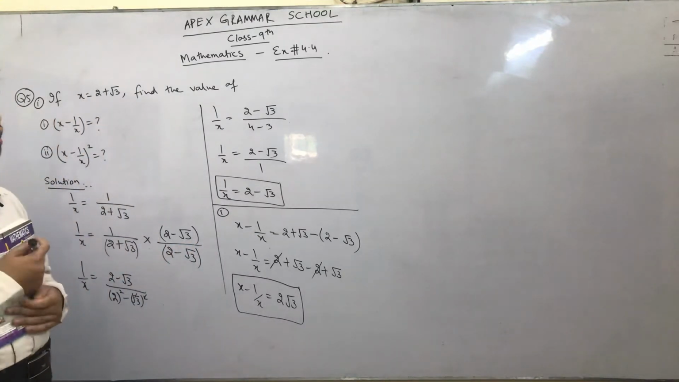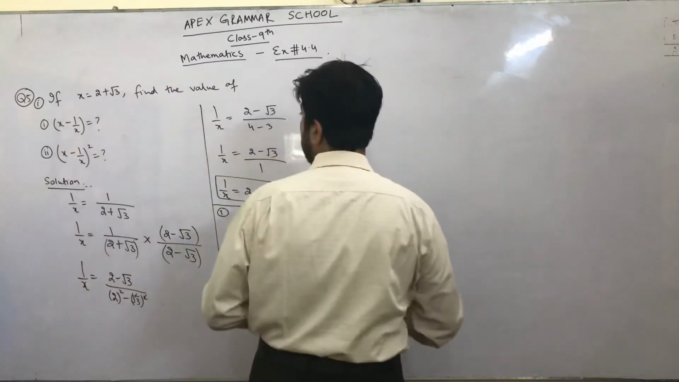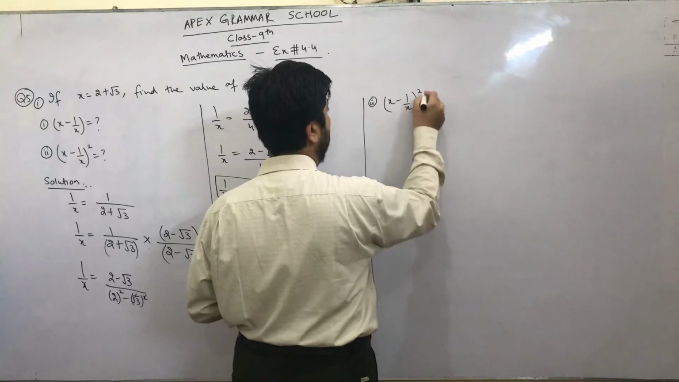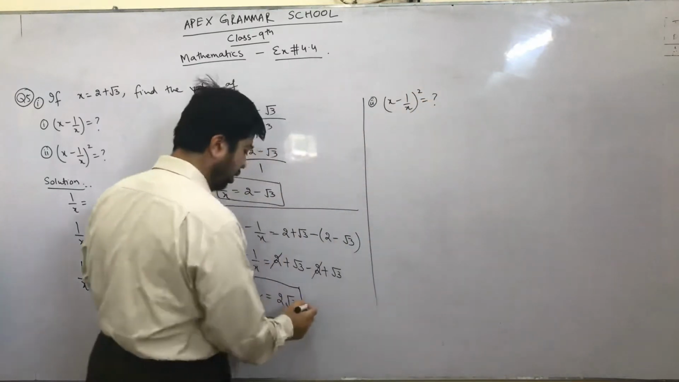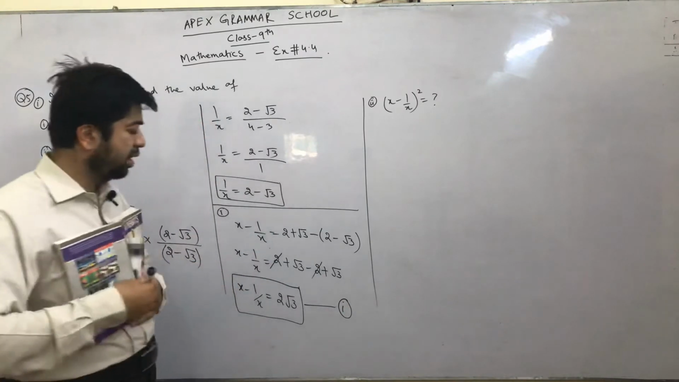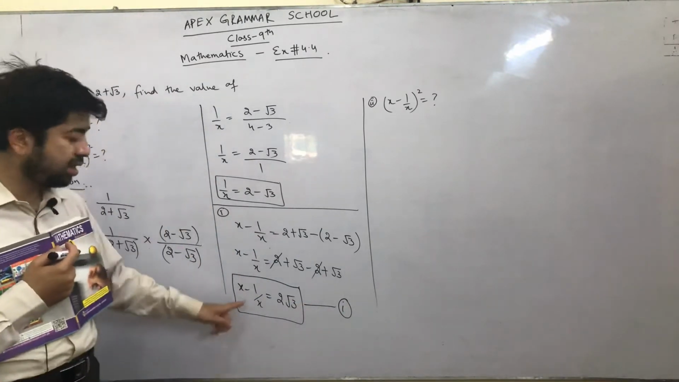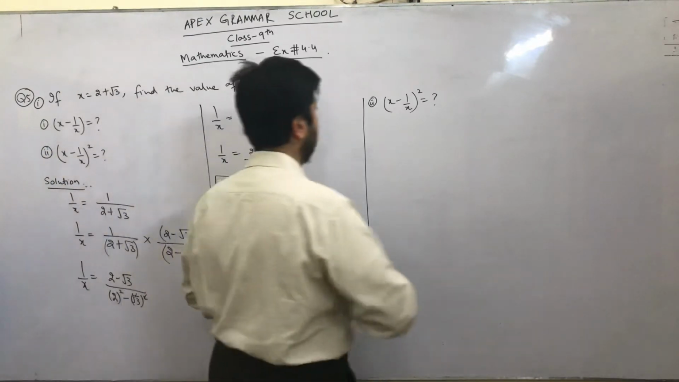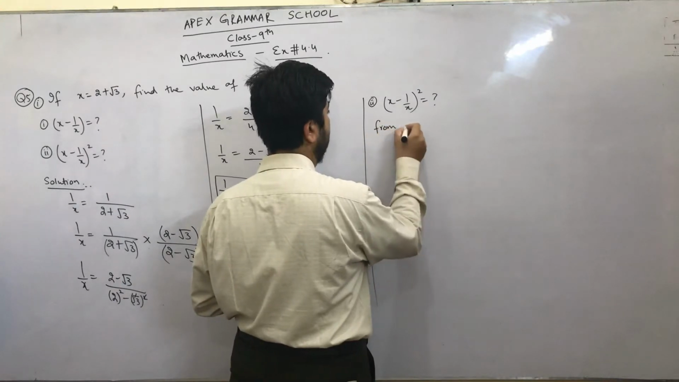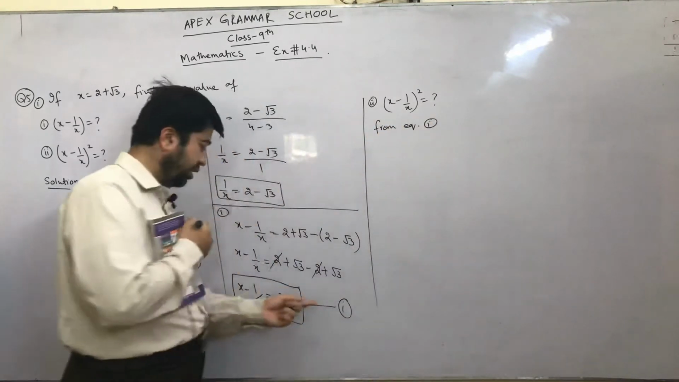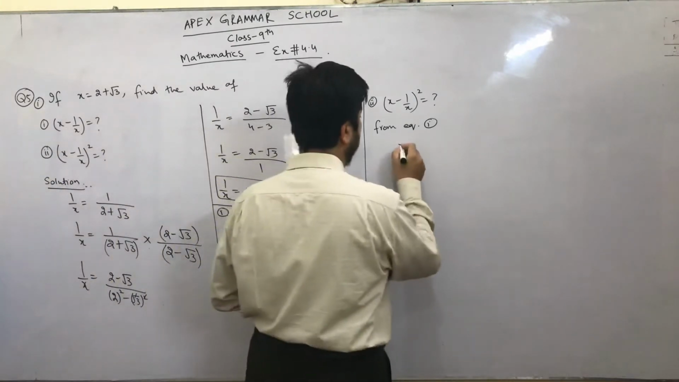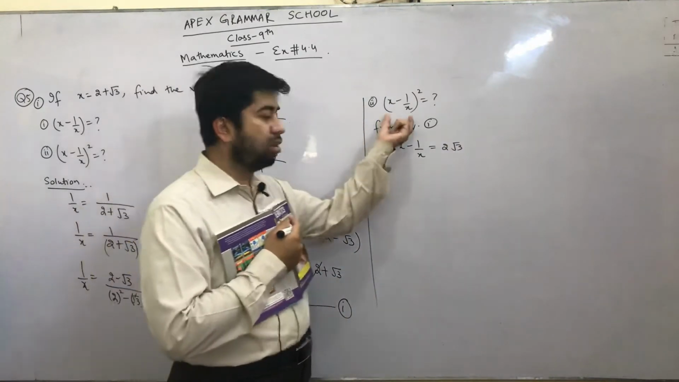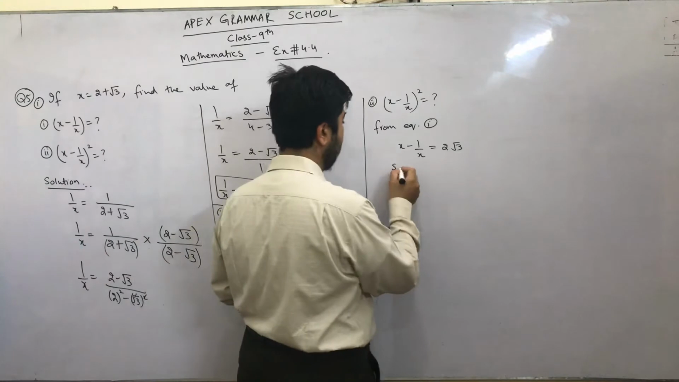This was part 1, and after that, part 2: you just have to find the value of x minus 1 over x whole square. You can say that this is equation number 1, because we need this value x minus 1 over x again. We just have to apply a square on it. So from equation 1, what is equation 1? That is x minus 1 over x is equal to 2 square root 3. Now we have to find the value of this one, so squaring on both sides.